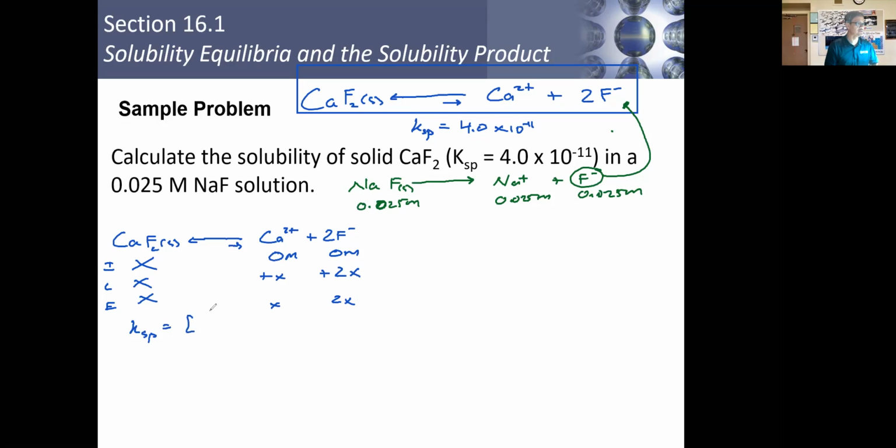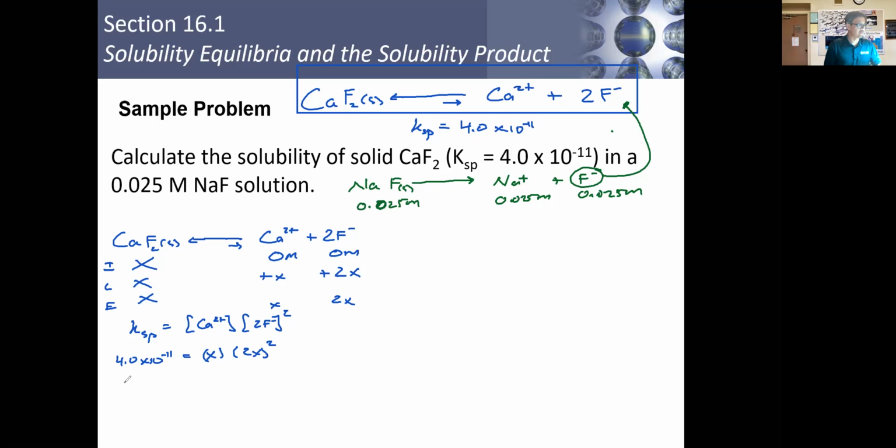It's going to be equal to the concentration of calcium to the first power times 2 times the fluoride to the second power. Substituting in our values, let's go ahead and substitute our values here. We're going to have 4.0 times 10 to the minus 11 equal to X, this is going to be X, times, and this is going to be 2X right here. So that's already 2X, and that's going to be 2X squared. All right, let's go ahead and solve for this one.